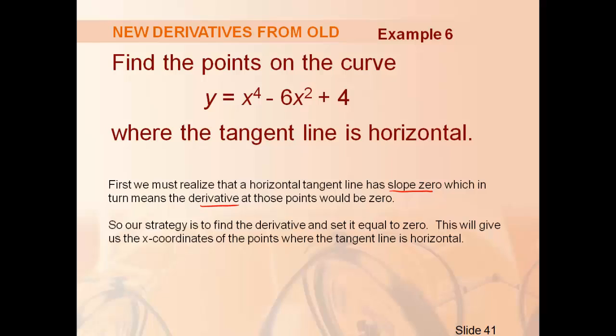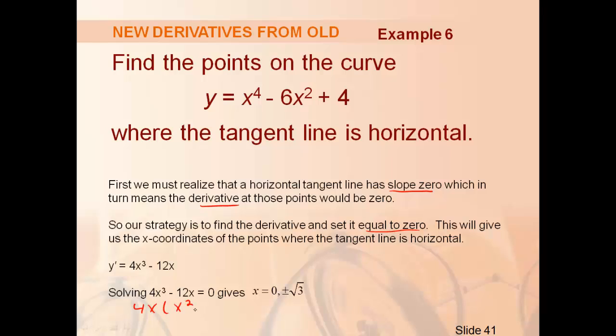So our strategy would be to find the derivative and set it equal to 0 and then solve the resulting equation. And that will give us the x-coordinates of the points where the tangent line is horizontal. So our derivative is 4x cubed minus 12x, using the power rule and the sum and difference rules. And solving 4x cubed minus 12x equals 0 gives us x values of 0 and plus or minus the square root of 3. And if you're not sure how that got solved, we factor out a 4x.